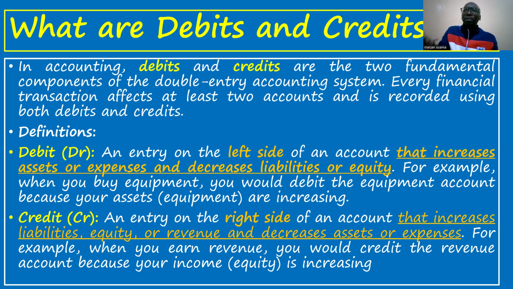You buy a laptop, it goes to the debit account. You buy, for example, furniture in your business, you're going to debit it. Because anything that you buy, it increases your assets. Anything you buy, it increases what you have.